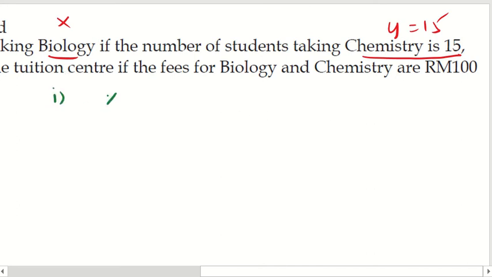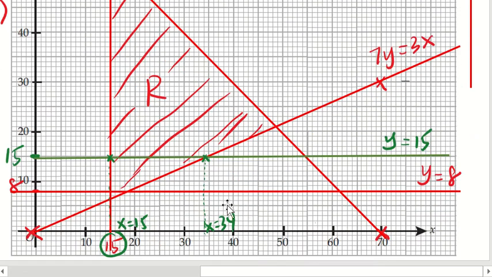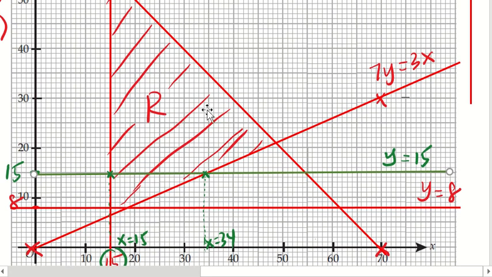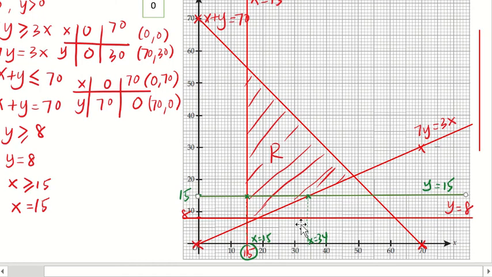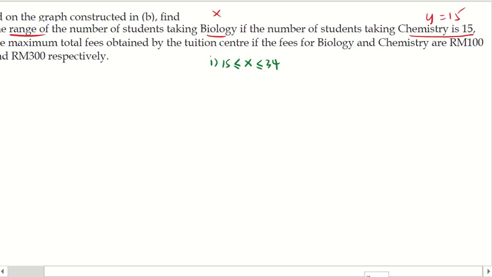The value for x is between 15 and 34. It depends on the graph you draw. Okay, here is 34. Should be 35, right? Never mind, it's very big. So now we go to the second.